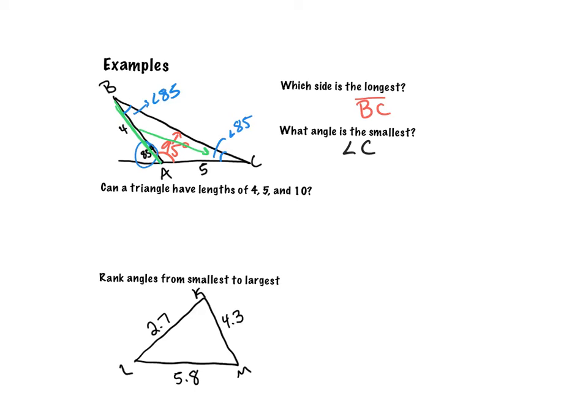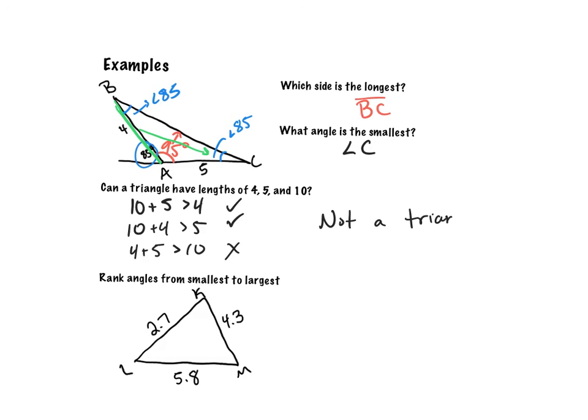So, can a triangle have lengths 4, 5, and 10? So what you need to do here is check, is 10 plus 5 greater than 4? Yeah. Right? Is 10 plus 4 greater than 5? Is 4 plus 5 greater than 10? No. Right? So this is not a triangle. Okay? So it cannot make a triangle. It's just 3 lines that don't touch all together.